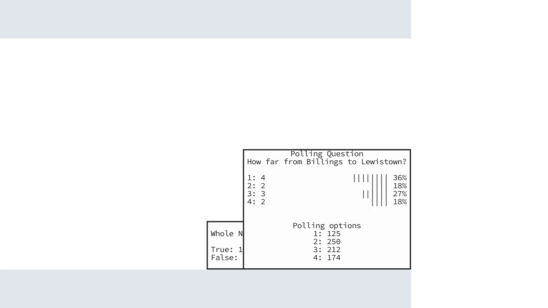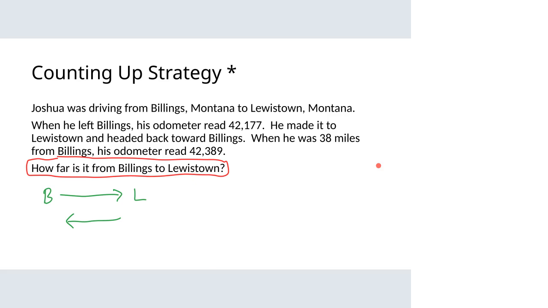Four, two, three, two. That's unusual. Okay, so we'll take our time through this one. Let's talk through this a little here. All right. So he started in Billings, and when he was in Billings, his odometer said 42,177. He drove to Lewistown. He turned around and he was driving back, and when he was here, not quite home yet, it said 42,389. So he still has 38 miles to go.